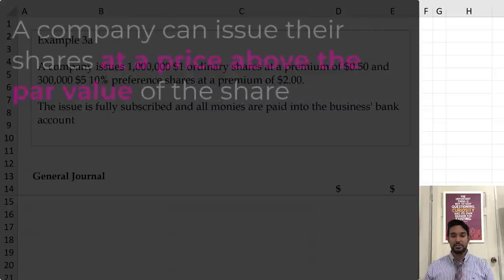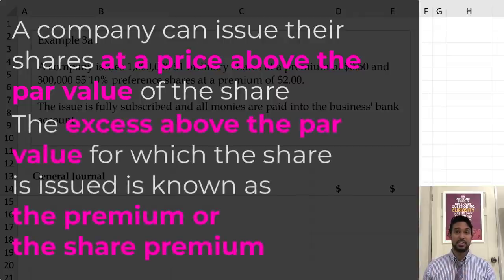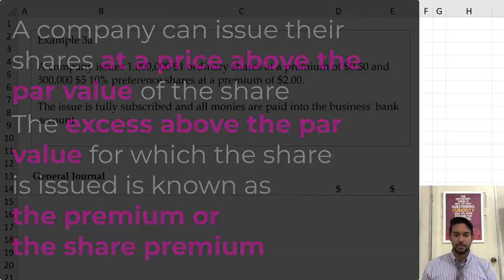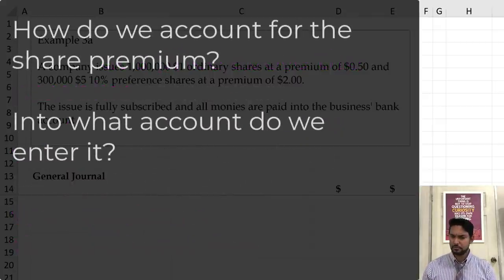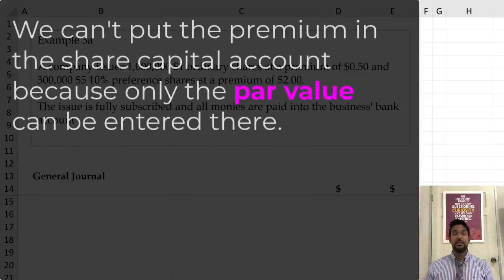So a company can issue their shares at a price above the par value. And the excess above the par value is known as the premium. So here, the premium has been explicitly identified in each case. So how do we account for this? Well, it's still money coming in. It's just that we can't put it in the share capital account, because the share capital account must always show the par value of the share capital.